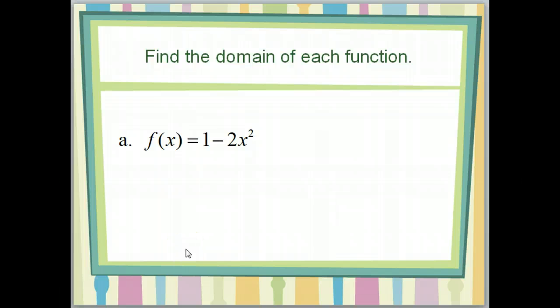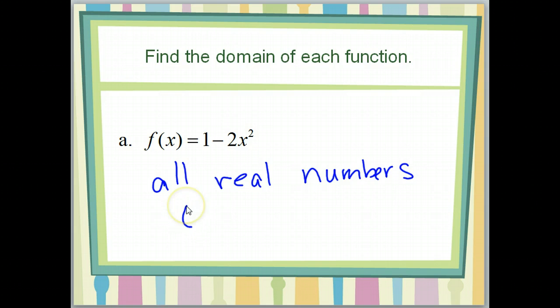We have talked about domain before. The only restrictions we have on domains are when we have radicals and fractions. This example does not have a radical or a fraction, so the domain is all real numbers. In interval notation, you could write that negative infinity to infinity.